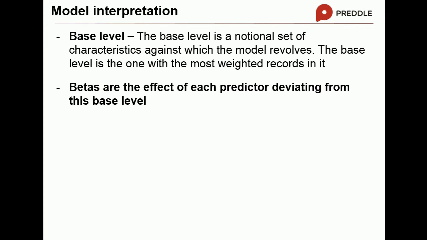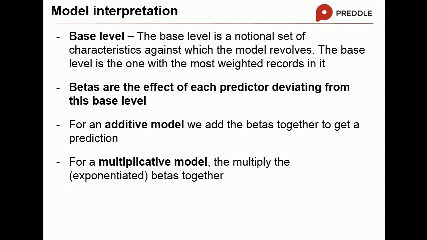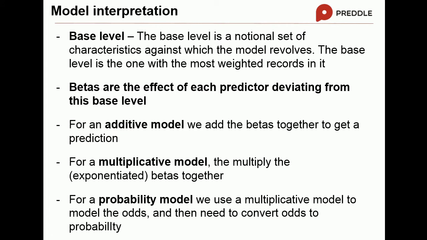For each predictor, each beta was the modeled effect on the gambling problem score of deviating from the base level. For example, being male as opposed to the base level of female, or doing 4 years of college as opposed to the base level of 1 to 3 years of college. While for an additive model, we add the betas together like a string, for a multiplicative model, we can string them together as a percentage impact. Now we haven't discussed probability models yet, but they are effectively using a multiplicative model to model the odds, and then you, or Preddle in this case, converts that odds to a probability.